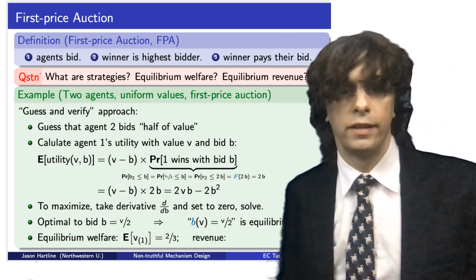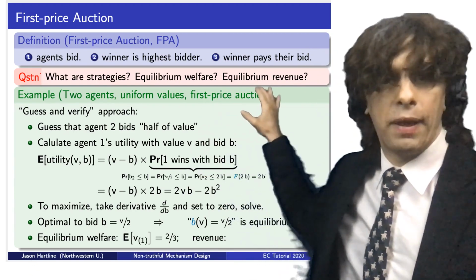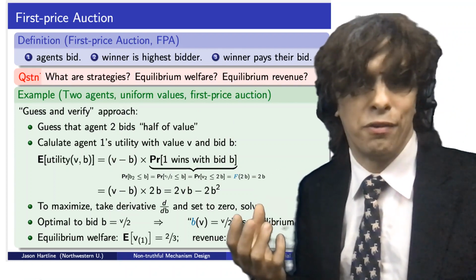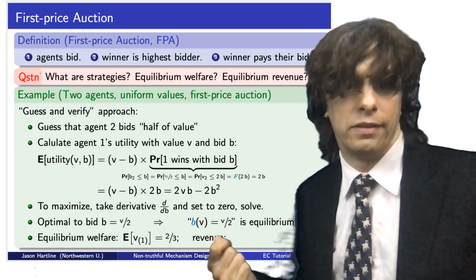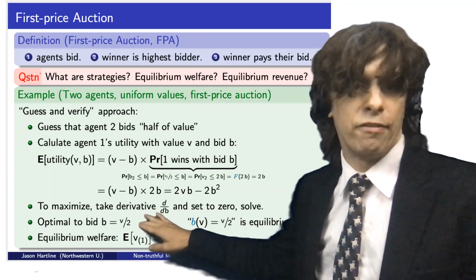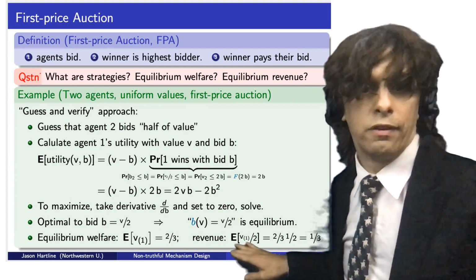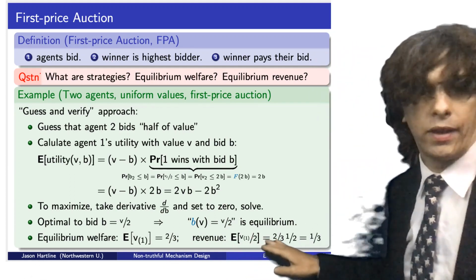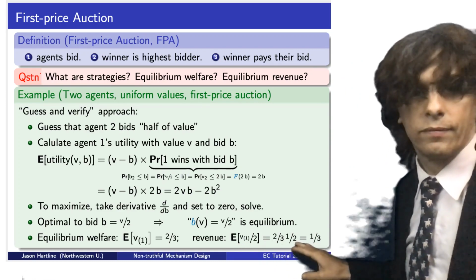Great. Let's look at revenue. Okay, so the winner is the highest bidder and the winner pays their bid. So to calculate revenue, I need to understand what is the value of the winner and how that bidder is mapping their value to bids. All the bidders are bidding half of their value. So the revenue is equal to the expected value of the highest valued bidder divided by 2, which is 2/3 times 1/2, which is 1/3.